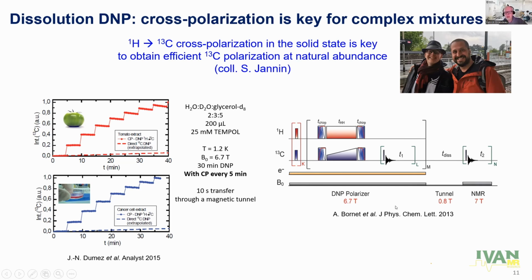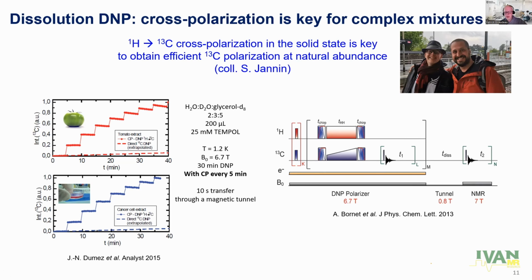So we have a solid-state probe inside the polarizer where you can do cross-polarization from proton to C13. It means that the polarization is first transferred from electron to proton and then from proton to C13. All this in the solid state, and you can reach a maximum polarization in a few tens of minutes. At that time, it was 40 minutes. Now we are more at 15, 20 minutes, something like that.